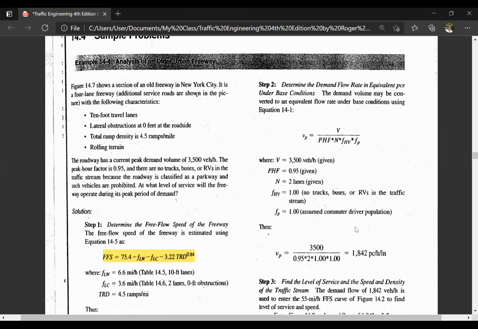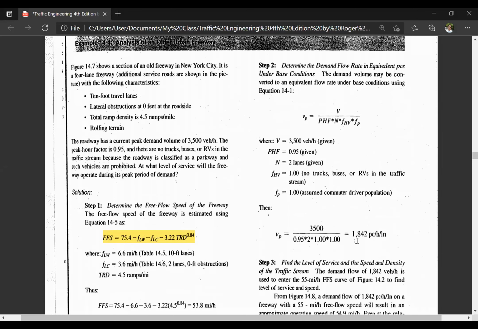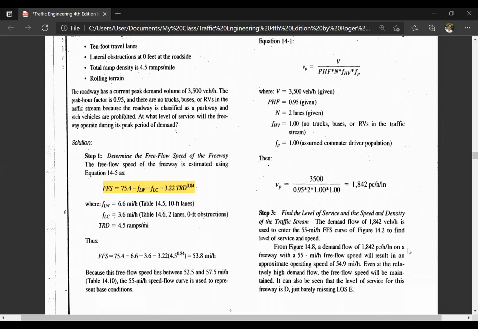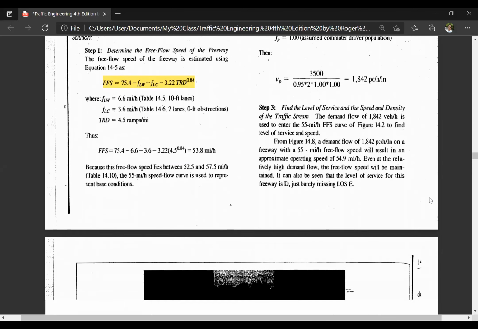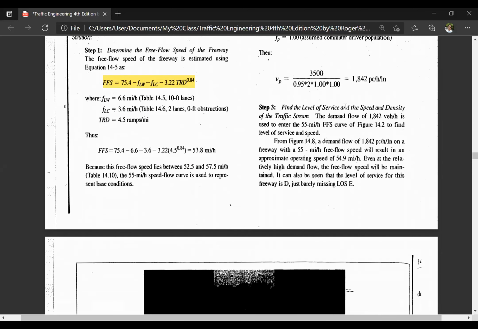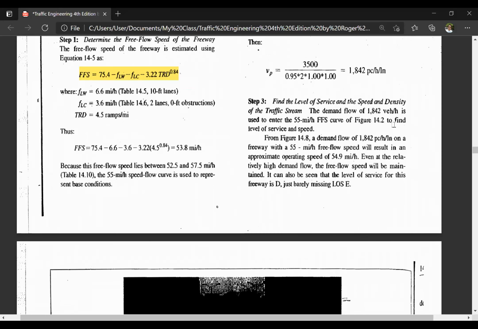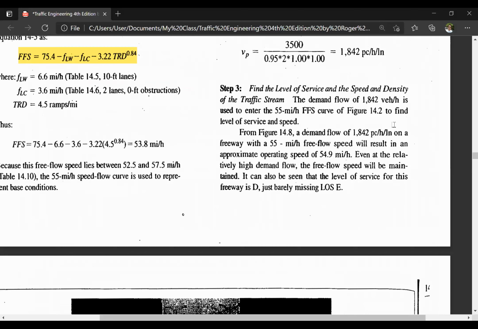FP is 1 because it's in the city. Assume that everyone is familiar. So vp is identified as 1,842 passenger cars per hour per lane. The next step is to find the level of service and the speed and density. According to step 2, we know that the demand flow is 1,842 vehicles per hour. To enter the 55 miles per hour free flow speed curve in figure 14.2.